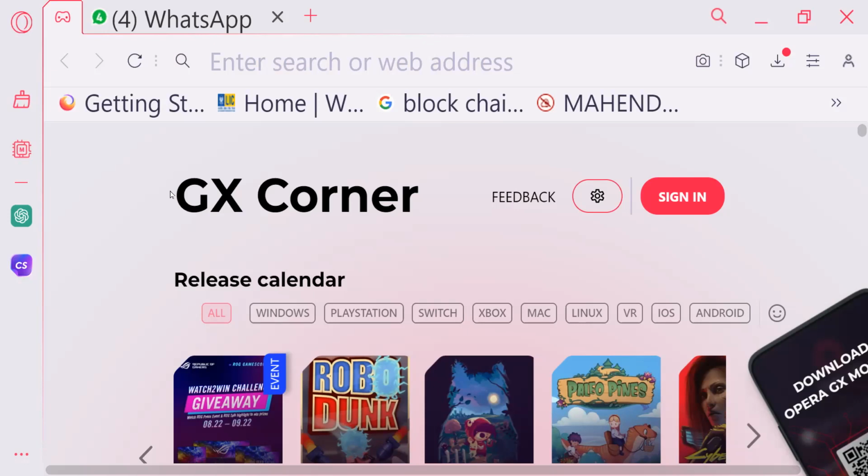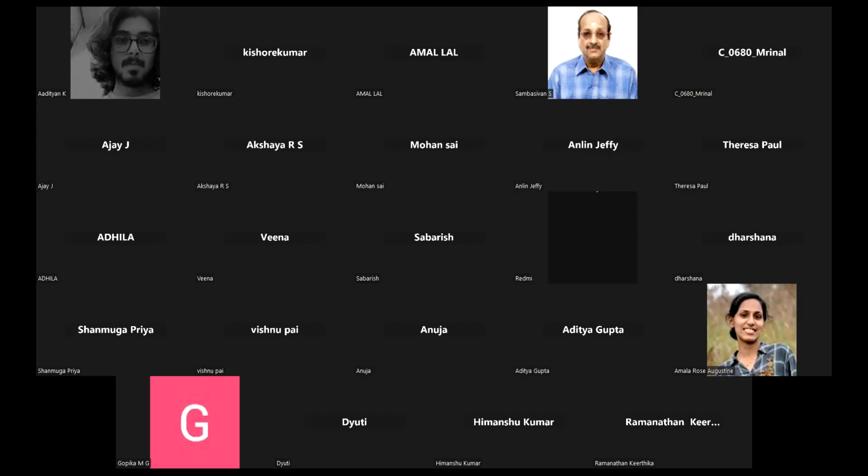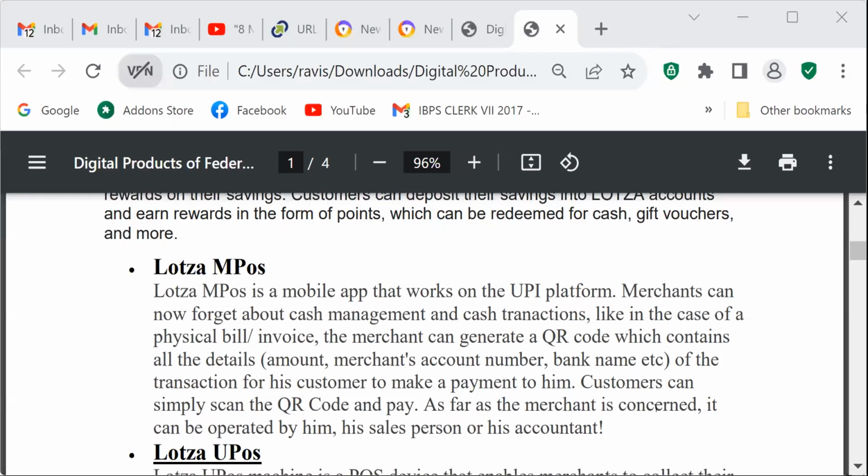Yeah. Lotsa is a very important thing. Please read Lotsa MPOS. Anlin Jaffe, read again. Sir, it's not visible, sir. Screen is not visible. Acha. Is it visible now? Yes, sir. Please read.